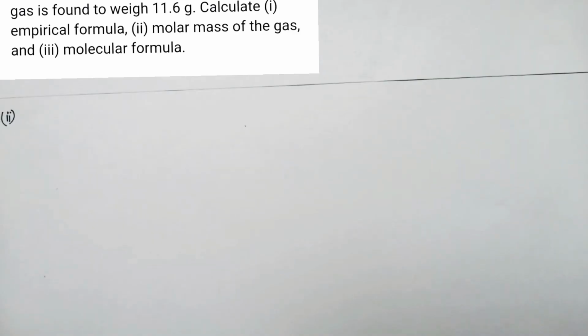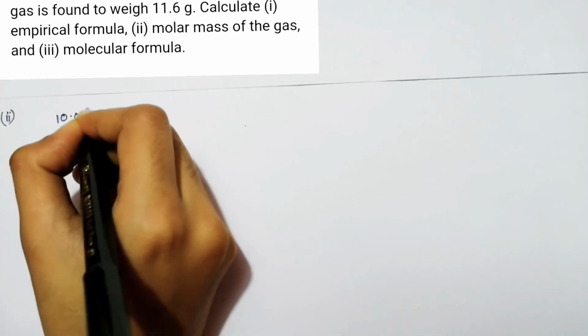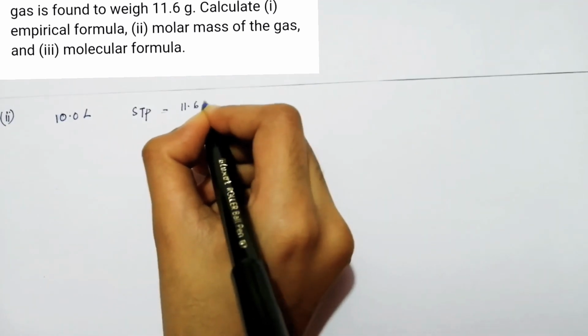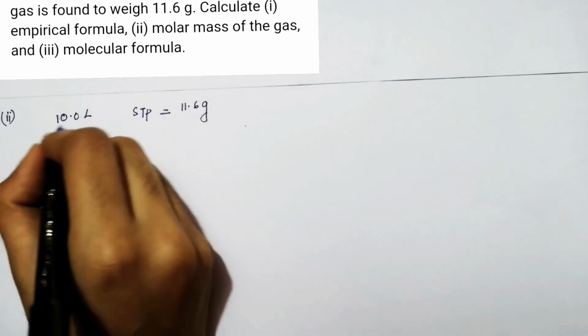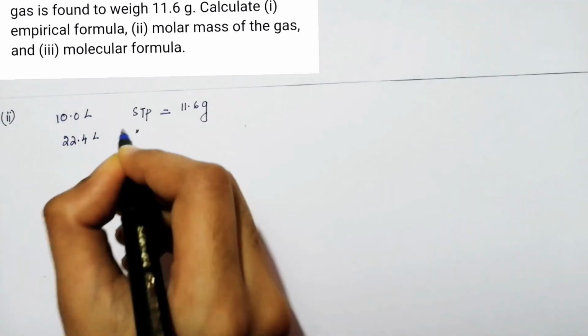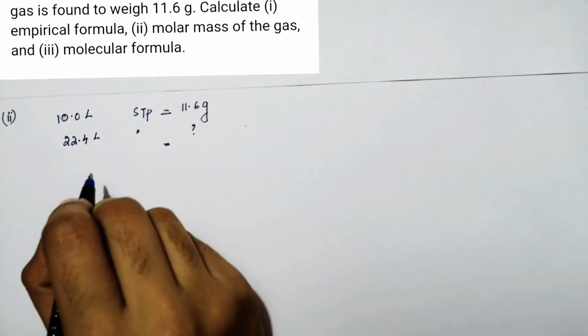In the second part of this question, we are asked to calculate the molar mass of the gas. Now, from the question itself, we know that 10.0 liter of the gas at STP weighs 11.6 gram. This data is given in the question. Now, from this we can say that for 22.4 liter of gas at STP, we need to calculate the weight of the gas.